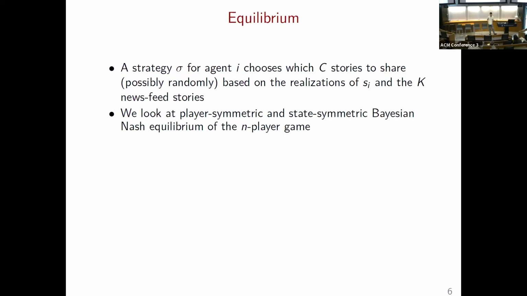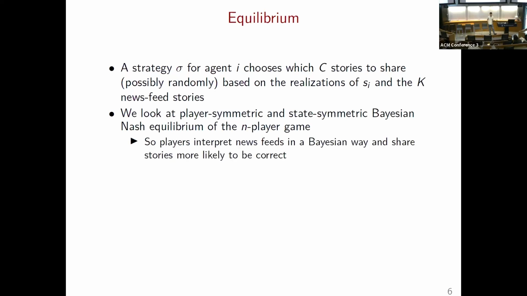We're going to look at Bayesian-Nash equilibrium with some symmetry assumptions. And the way to think about the content of this is that equilibrium means that people are interpreting their news feeds in a Bayesian way and sharing the stories that are more likely to be correct given the Bayesian beliefs that they form. There are a lot of details that I can't go into about what that means, but this is the basic point. People are trying to share correct things and are rational about the information.